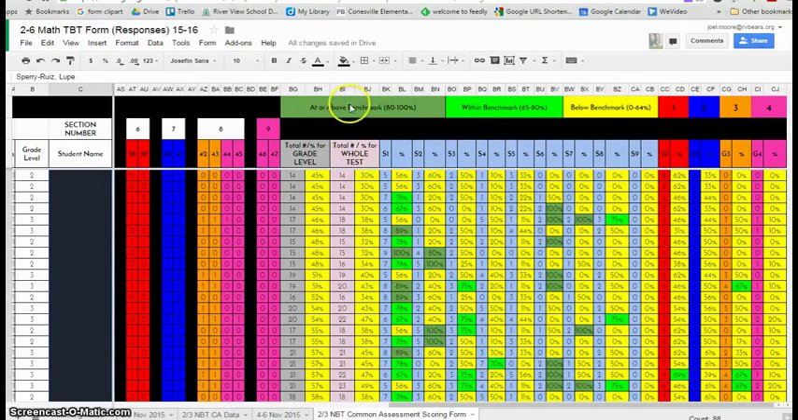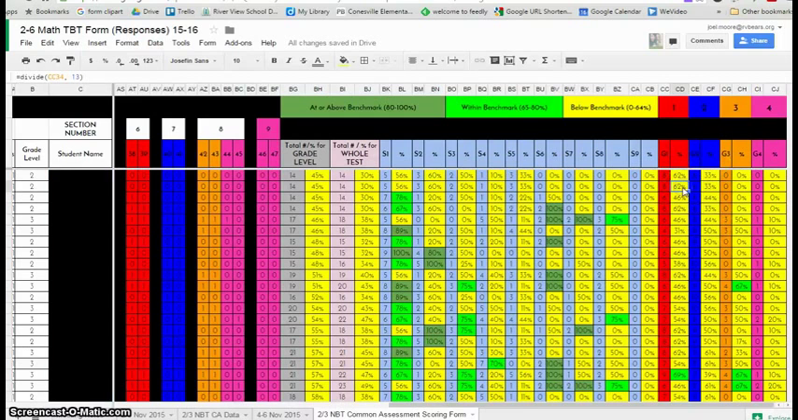So then over here, we decided as a team that our at or above benchmark would be 80 to 100%, within would be 65 to 80, and below would be 0 to 64%. So then over here, each section tells the percentage that the kid got in that section on those questions, and then it also has the grade level, so we can see. Don't be afraid to click. Over here, it will show in each grade level the percentage of questions they got correct.